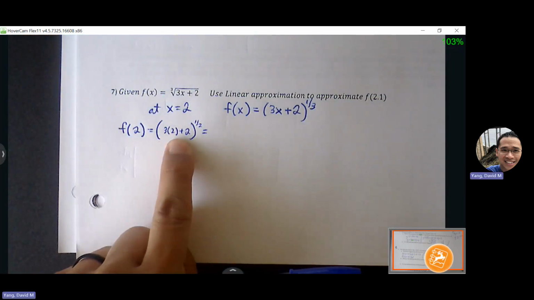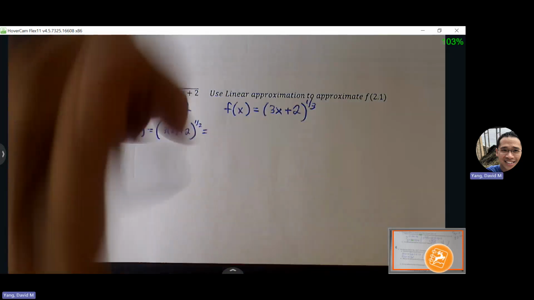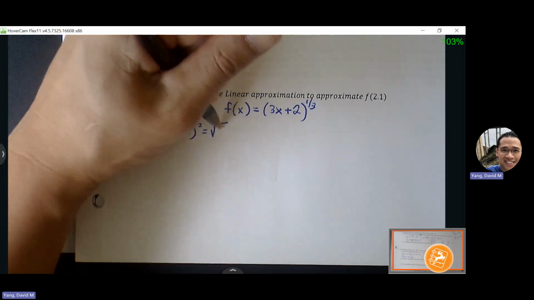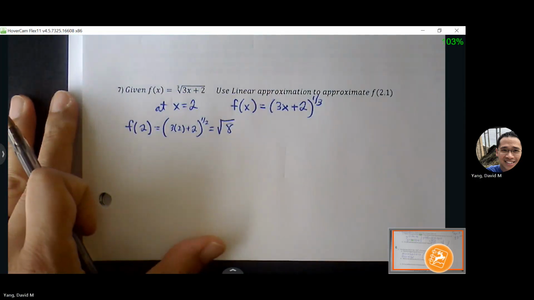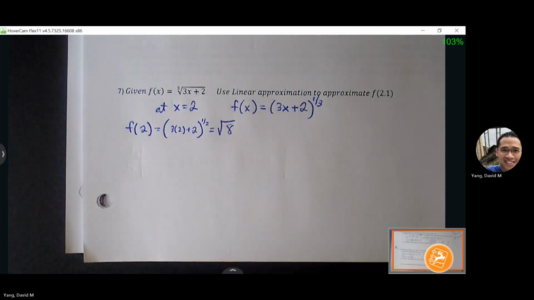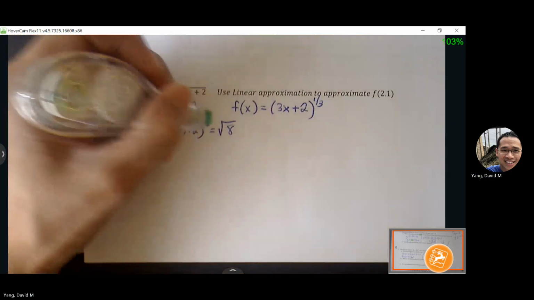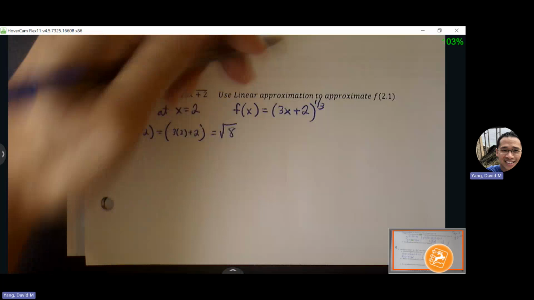Three times 2 is 6. 6 plus 2 is 8. Square root of 8 is not going to clean up. I mean, we could make it 2√2, but that's fine. Oh, I'm sorry, 1/3, right? Not 1/2. This actually will work out. What's the cube root of 8? 2. This one does work out.